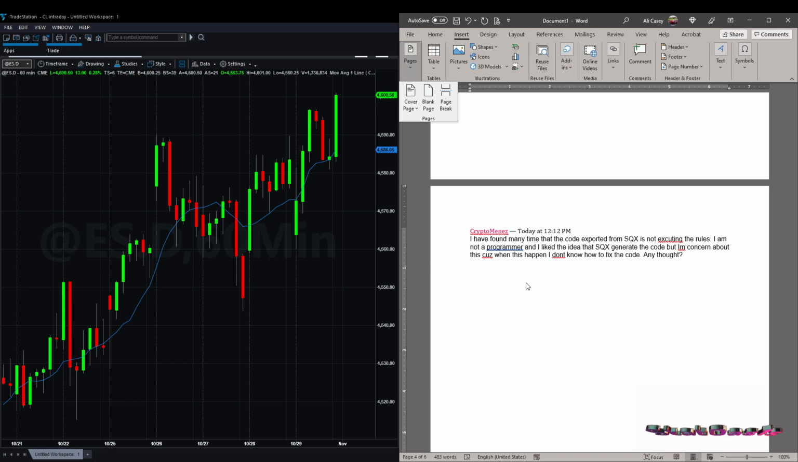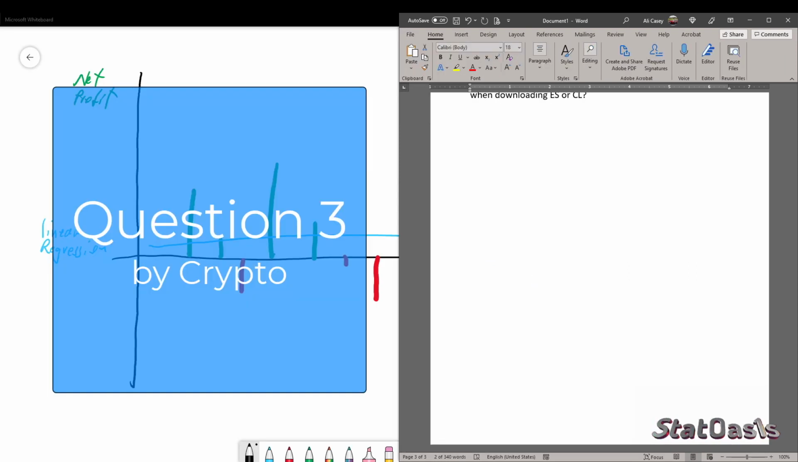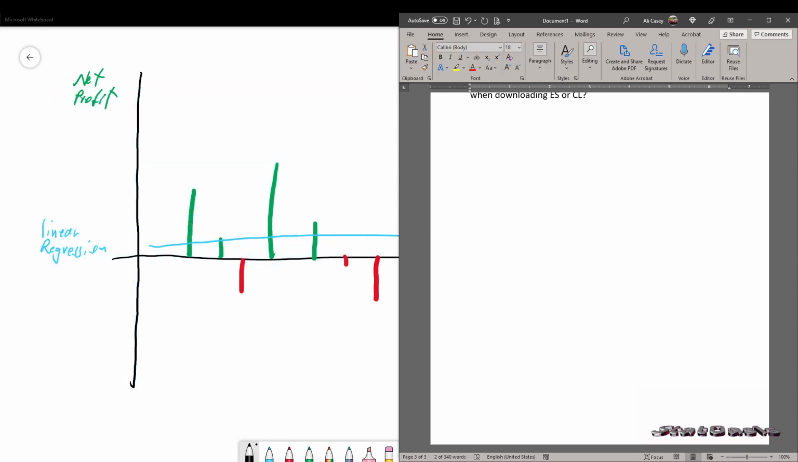Crypto, I found many times that the code exported from SQX is not executing the rules. I'm not a programmer, and I like the idea of exporting code, but I'm concerned about this code. It's not a perfect solution. You have to remember this. Probably SQX on their website, I haven't seen the new one, say it's just as easy, just export and import, but it's not that simple. It's not all the time.